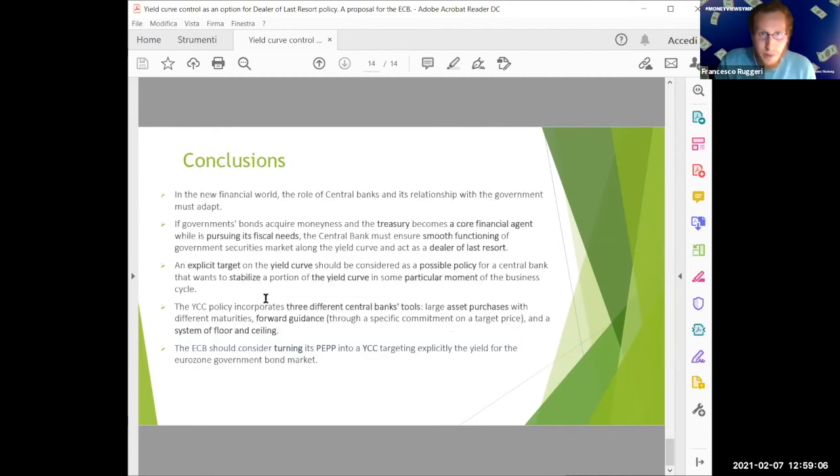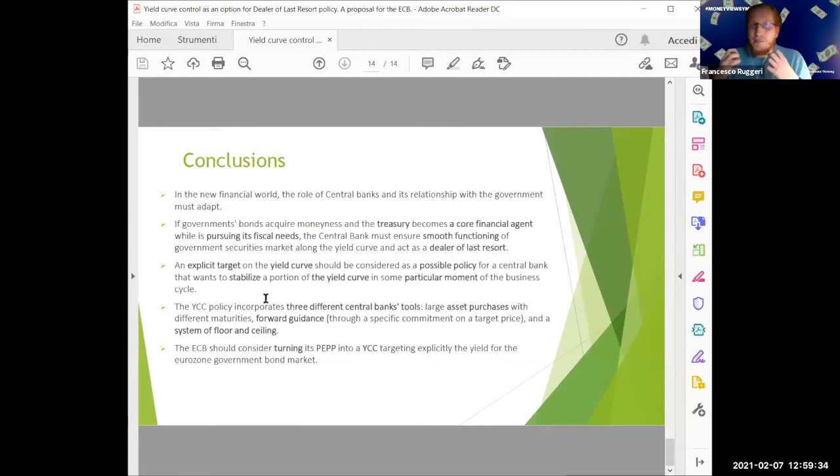So let me arrive at the conclusion. In the new financial world, the role for central banks and its relationship with the government must adapt. If government bonds acquire moneyness and the treasury becomes a core financial agent, while it's pursuing its fiscal needs, the central banks must ensure a smooth functioning of the government securities along the yield curve. And so the central banks must act as a dealer of last resort.